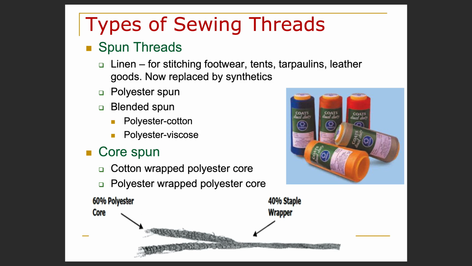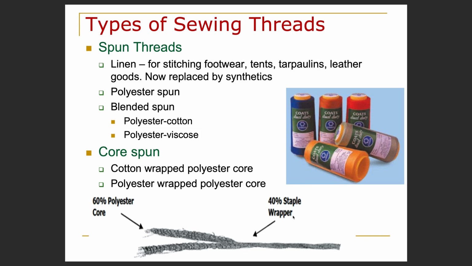So in order to protect the polyester portion of the sewing thread from needle heating or from melting, it is used in the core, so that it is not directly exposed to the needle heating.